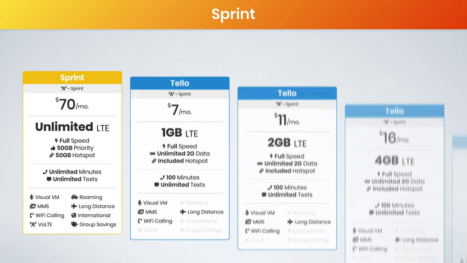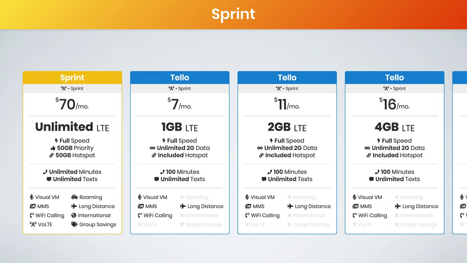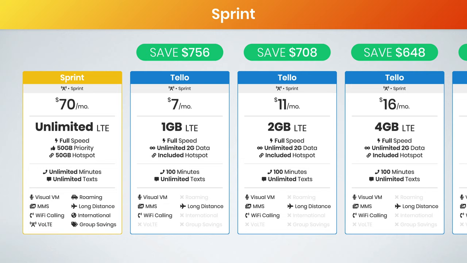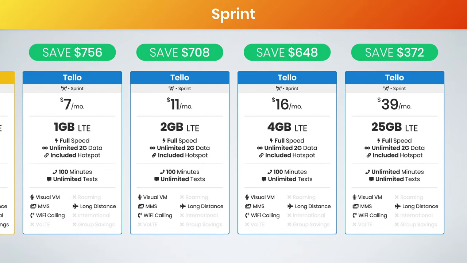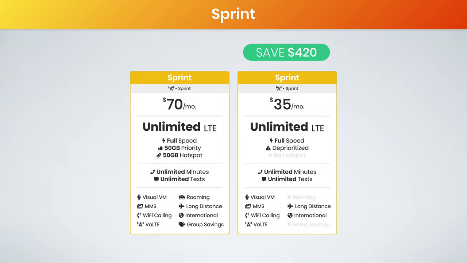On the Sprint network, instead of paying Sprint $70 per month for Unlimited Plus, definitely check out Telo. They have straight up some of the best deals on the Sprint network right now. 1 gig for $7, 2 gigs for $11, 4 gigs for $16, and they even go up to 25 gigs for $39. These plans will save you anywhere from $360 to $756 per year, again, depending on your data needs. And if you do need unlimited data, consider Sprint Kickstart. It's only $35 per month, saving you $420 per year.